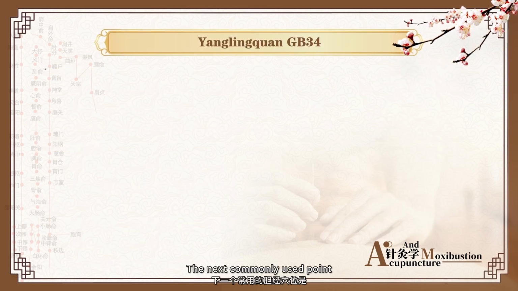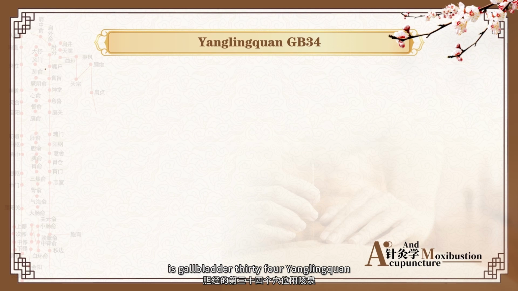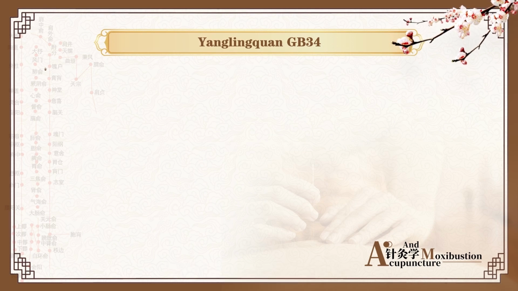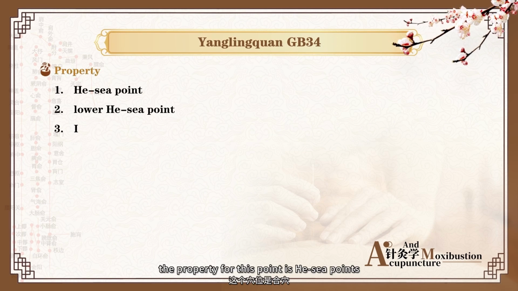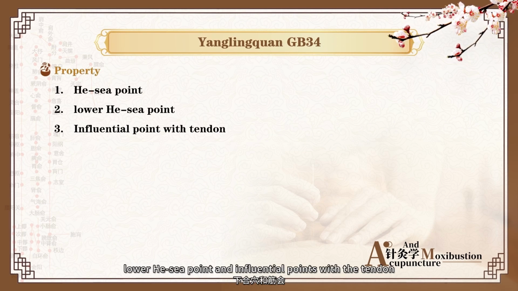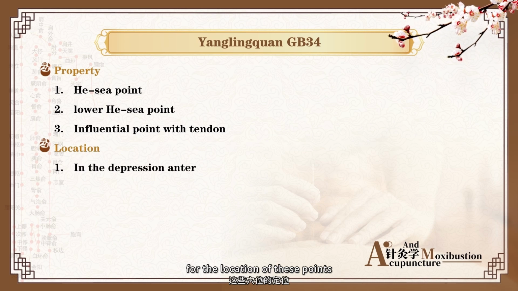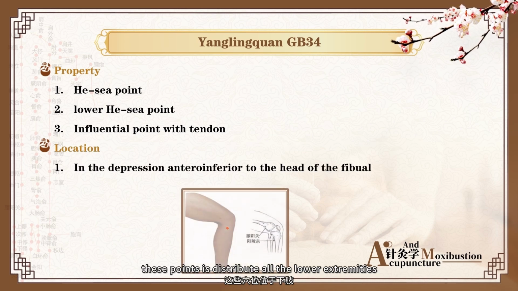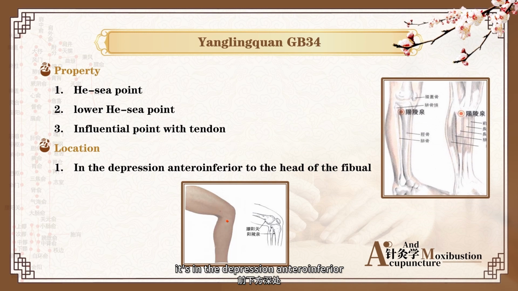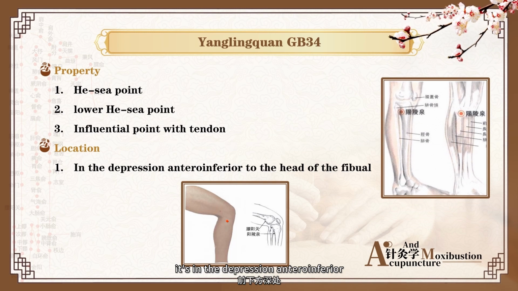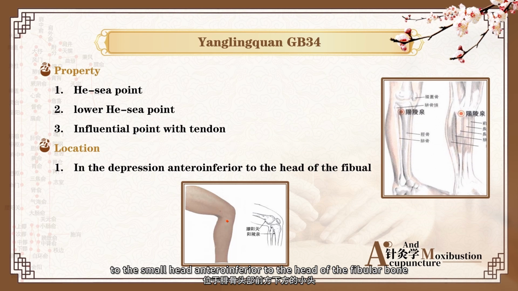The next commonly used point is gallbladder 34, 阳陵泉. The properties of this point are that it is the lower He-Sea point and the influential point of the tendons. For the location, it is on the lower extremities, in the depression anterior and inferior to the head of the fibula.